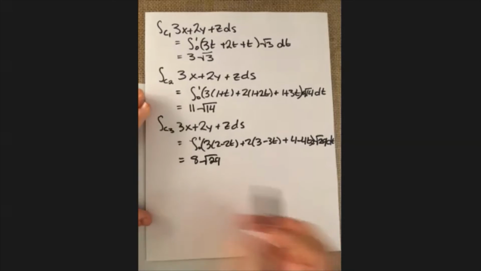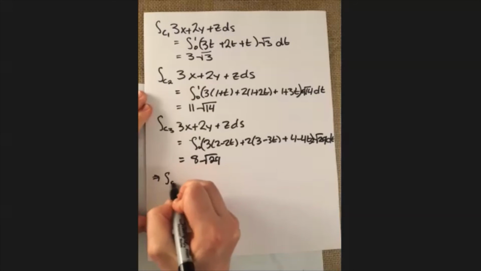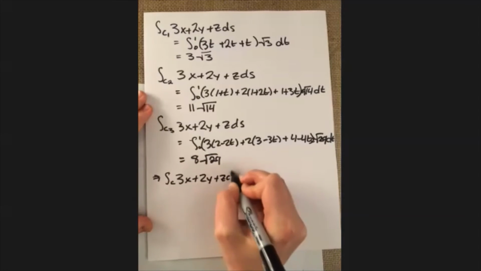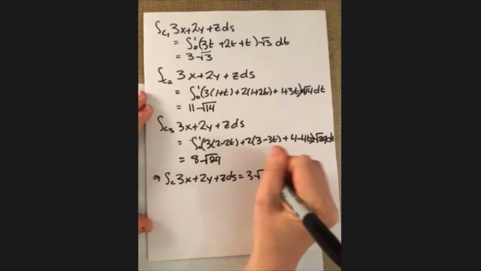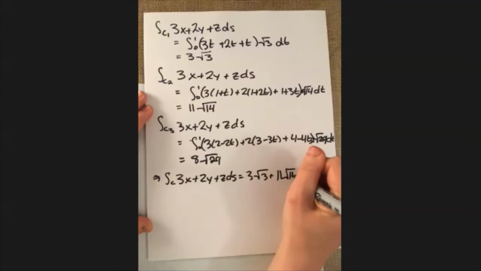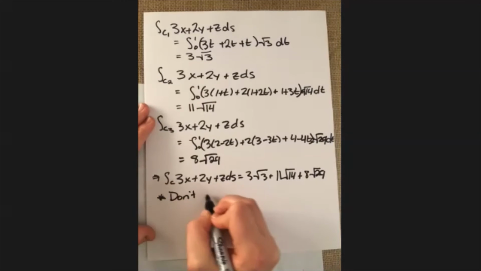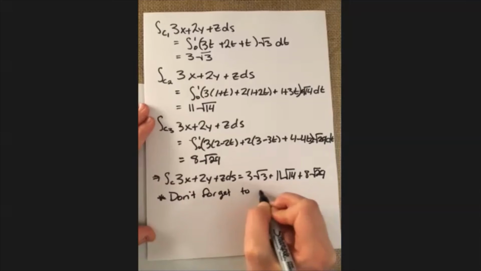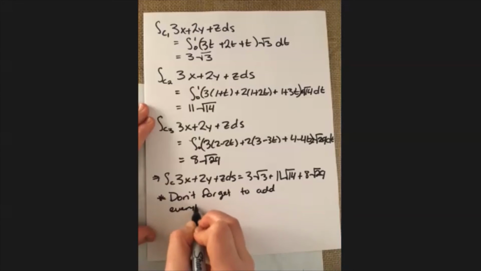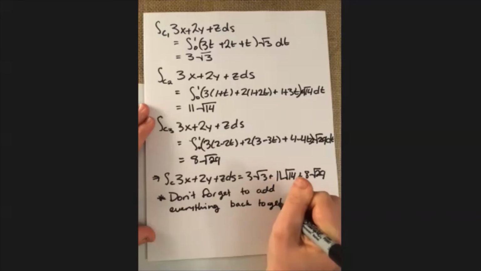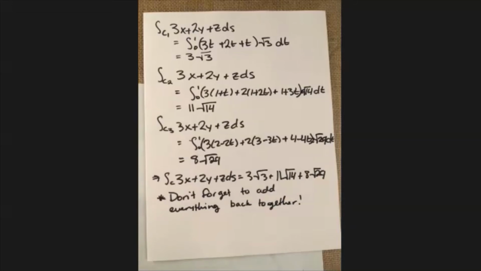So now this is for each of these individual line segments. Our original integral was over all of that line segment C, which was all those pieces added together. So our final answer is each of these pieces added up. And don't forget to do that at the end of these kinds of problems. All right. Okay. That's pretty much it for that example right there.